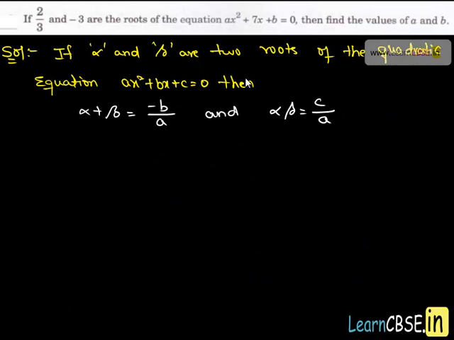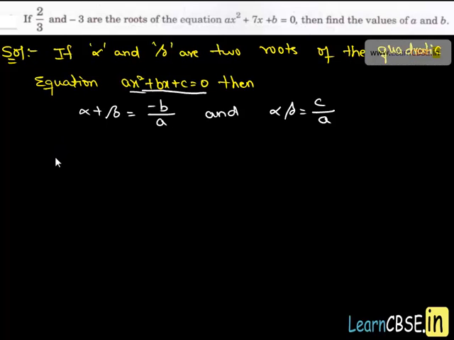Therefore, if alpha and beta are two roots of the quadratic equation ax square plus bx plus c, then sum of the roots is negative b upon a and product of the roots is c upon a. Why did we calculate sum of the roots and product of the roots? It is because to frame a quadratic equation when the roots are given.